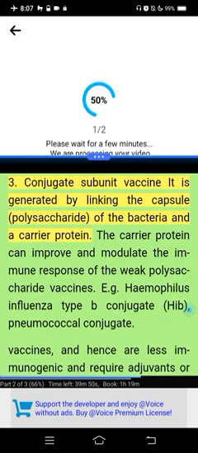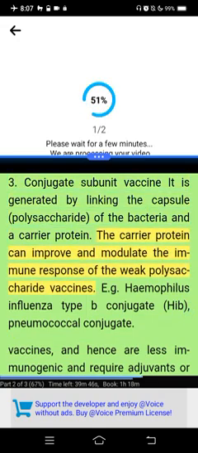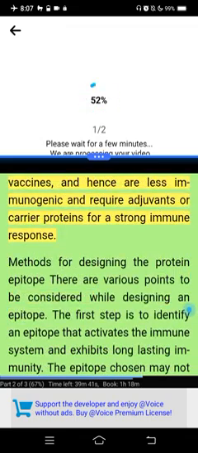3. Conjugate subunit vaccine. It is generated by linking the capsule polysaccharide of the bacteria and a carrier protein. The carrier protein can improve and modulate the immune response of the weak polysaccharide vaccines, e.g., Haemophilus influenzae type B conjugate, Hib, and pneumococcal conjugate vaccines. Polysaccharide vaccines are less immunogenic and require adjuvants or carrier proteins for a strong immune response.